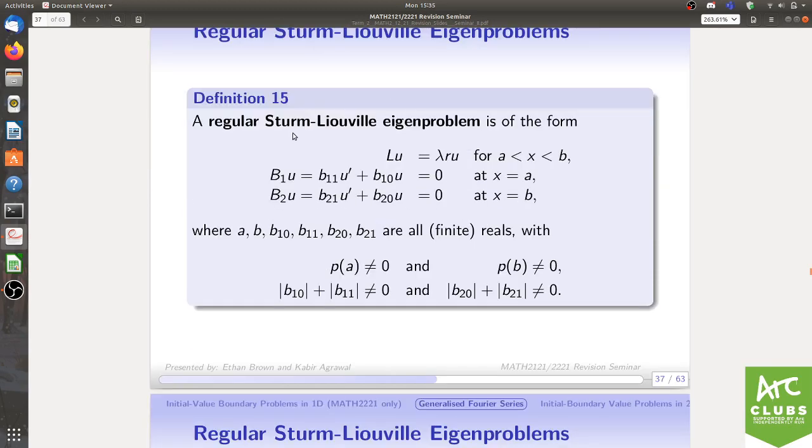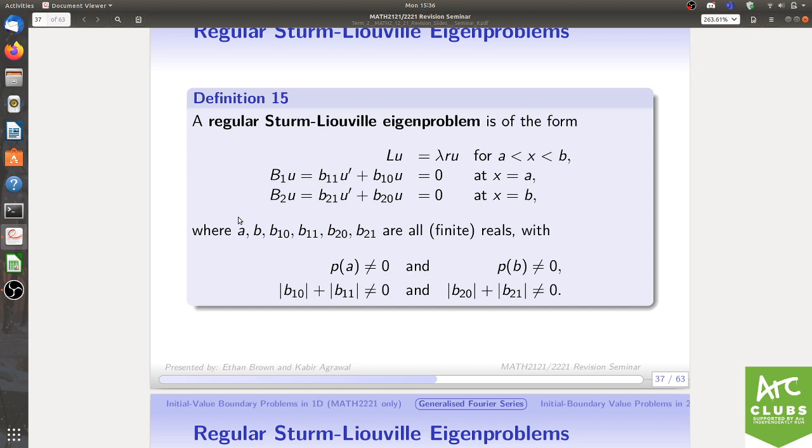So, a regular Sturm-Liouville eigenproblem basically considers problems of this form, which looks remarkably similar to what we had in terms of the Fredholm alternative from before, but essentially all we're doing is, instead of having f, we are considering lambda r u, with your boundary conditions being 0 to get your, I guess, regularity.